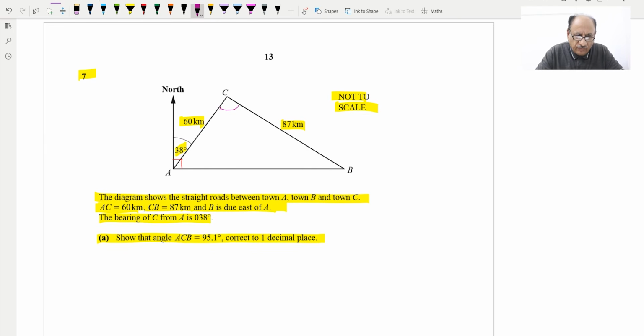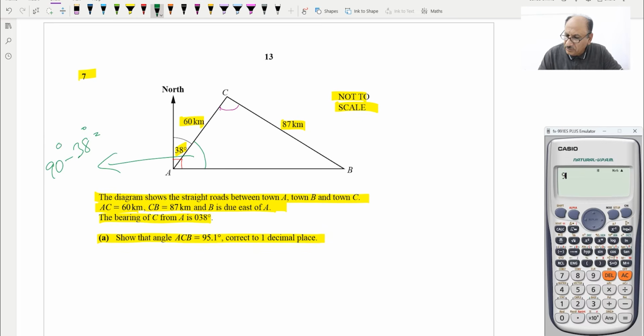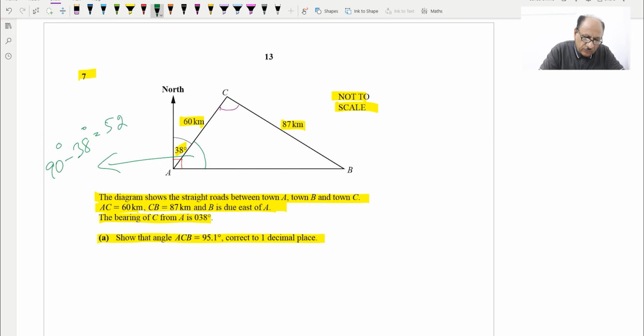So first, we can find this angle. This angle is what? 90 minus 38, and 90 minus 38 is equal to 52. So we got this as 52 degrees. And now we can apply the sine rule.